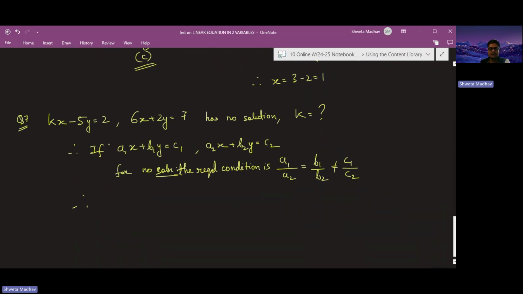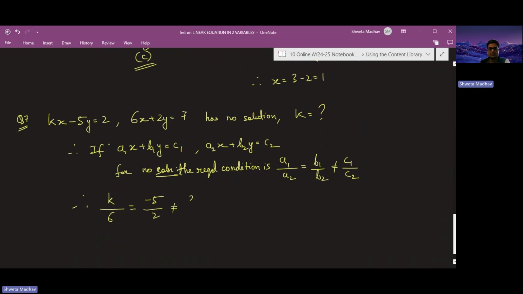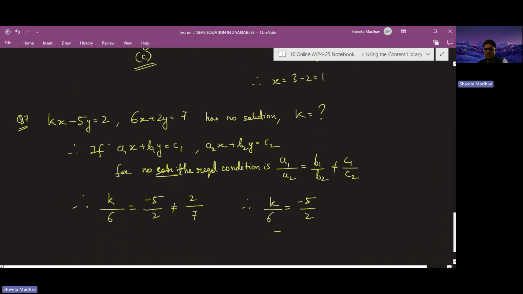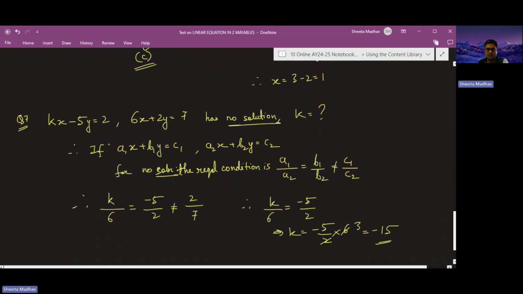Therefore, here a1 by a2 value, that is k by 6, should be equal to minus 5 by 2, which should not be equal to 2 by 7. So obviously minus 5 by 2 is not same as 2 by 7. So we need to solve only k by 6 equal to minus 5 by 2. So k should be equal to minus 5 by 2 into 6, that is equal to minus 15. So the value of k should be equal to minus 15 for the given system of equations to have no solution. So hence option D is the correct answer.